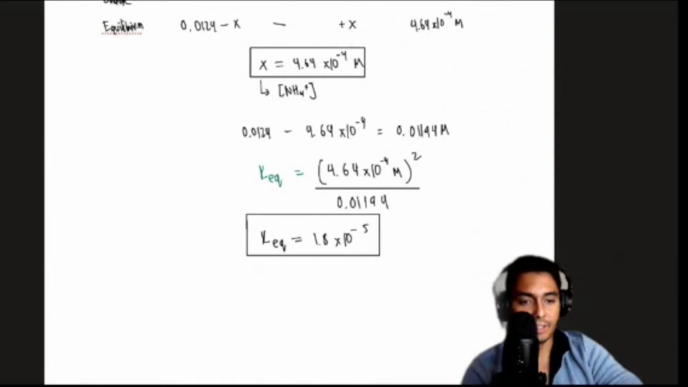So equilibrium is we're going to have both a forward reaction and a backwards reaction. And as we saw, we had that forward reaction generating our products, and then a reverse reaction reverting to form the reactants.